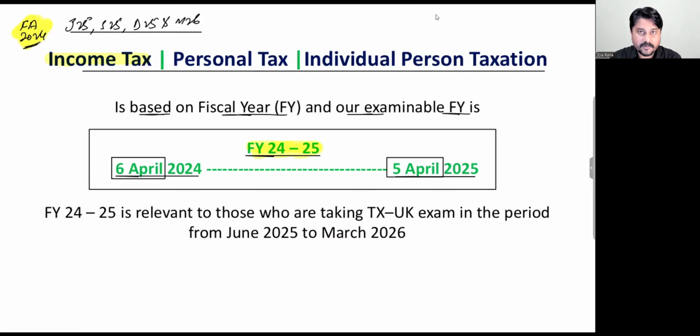And the term fiscal year is used for individual person taxation. Fiscal year 24-25 starts on 6 April 24 and ends on 5th April 25. All of these calculations are relevant. Fiscal year 24-25 is relevant to those who are taking the TX UK exam in the period from June 25 to March 26 exam sessions.